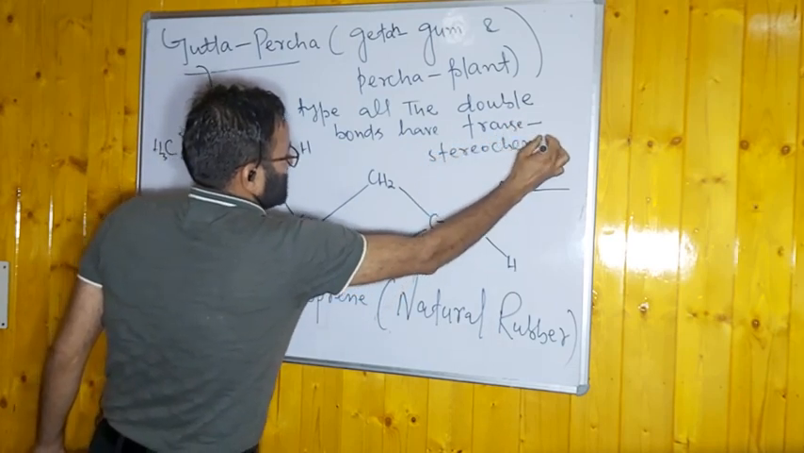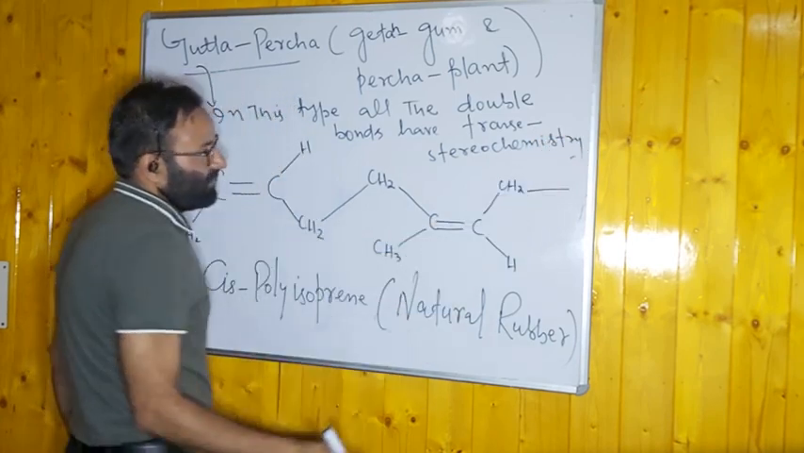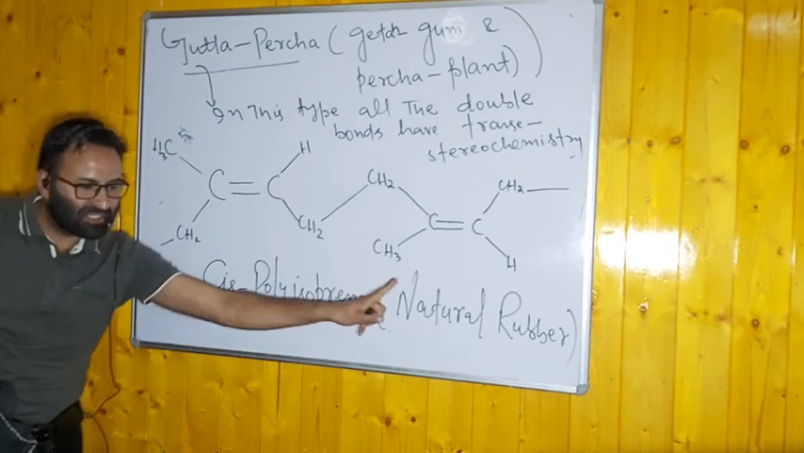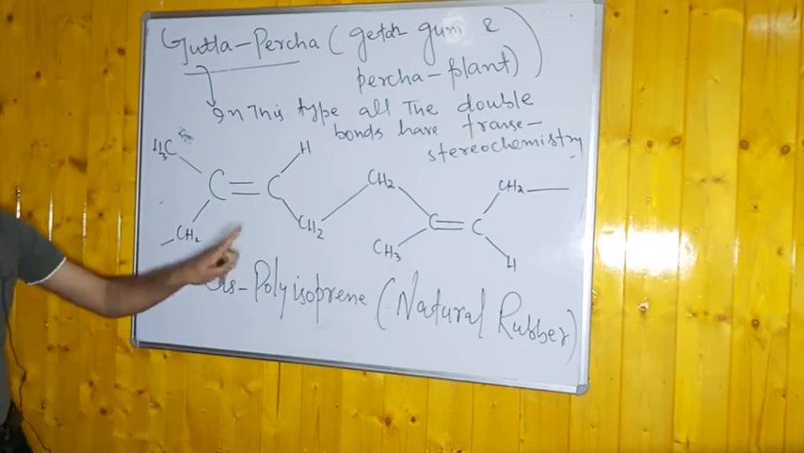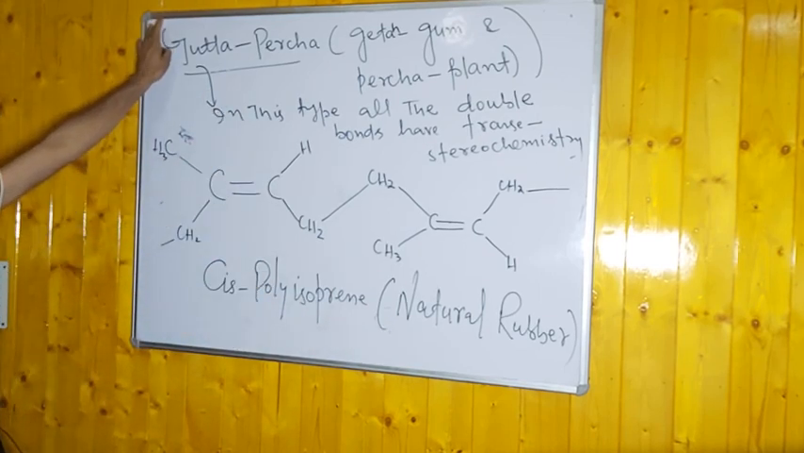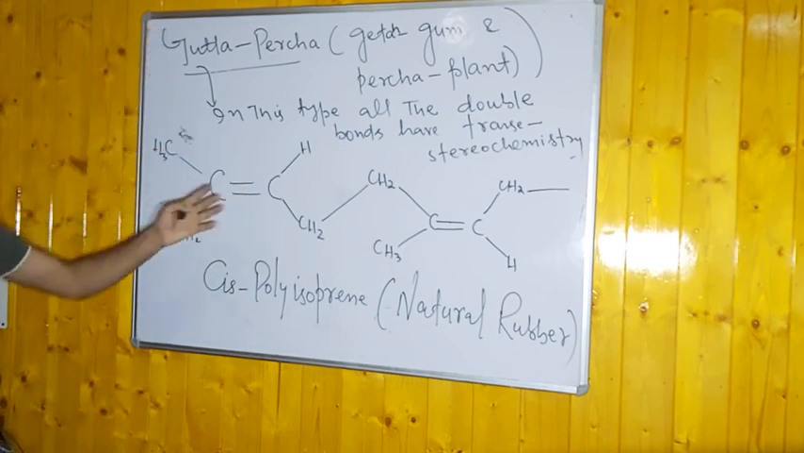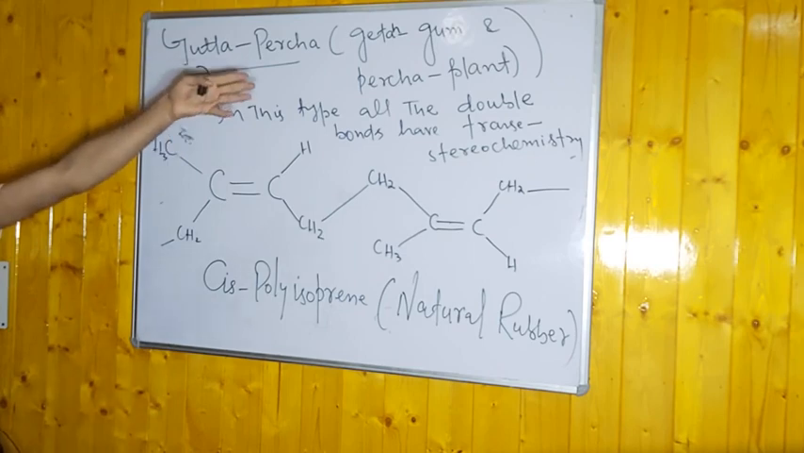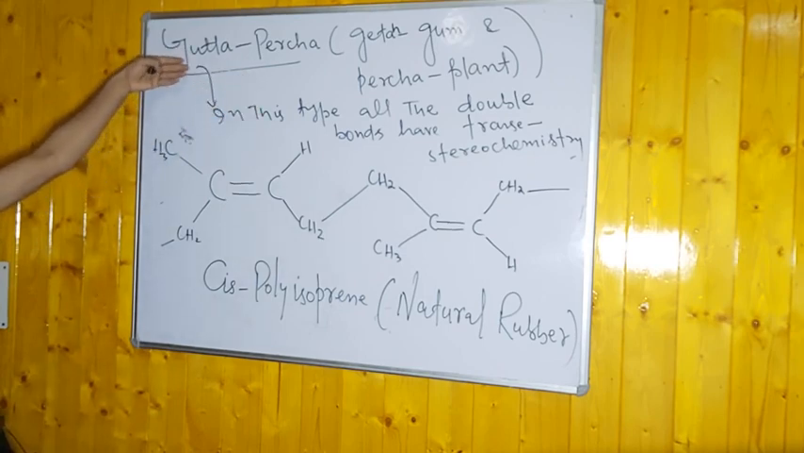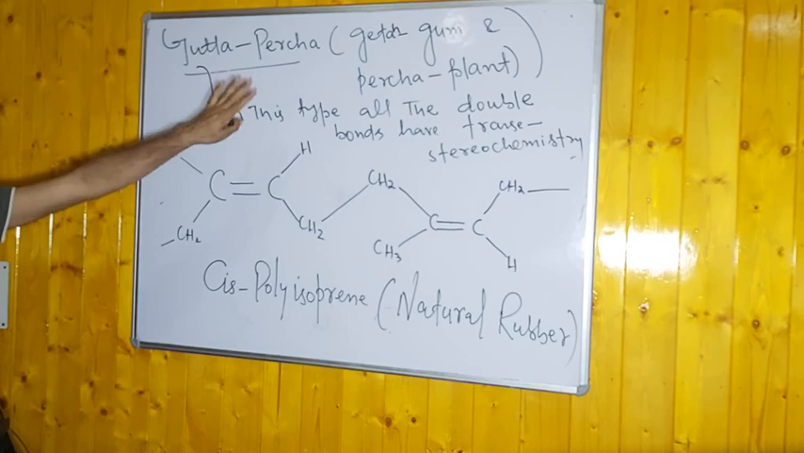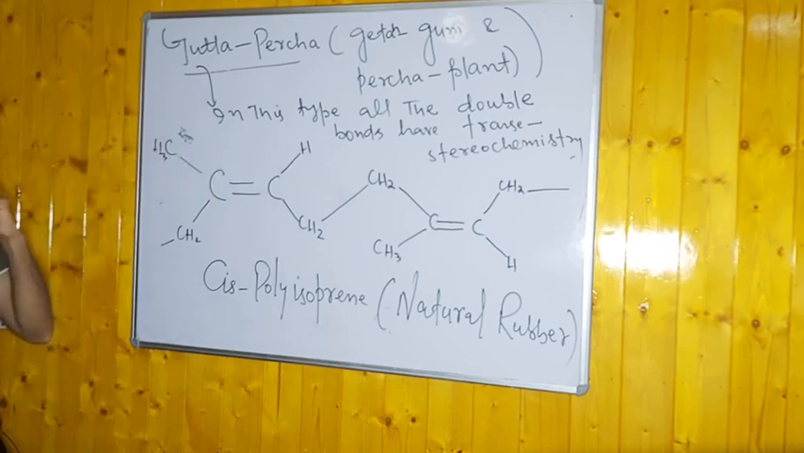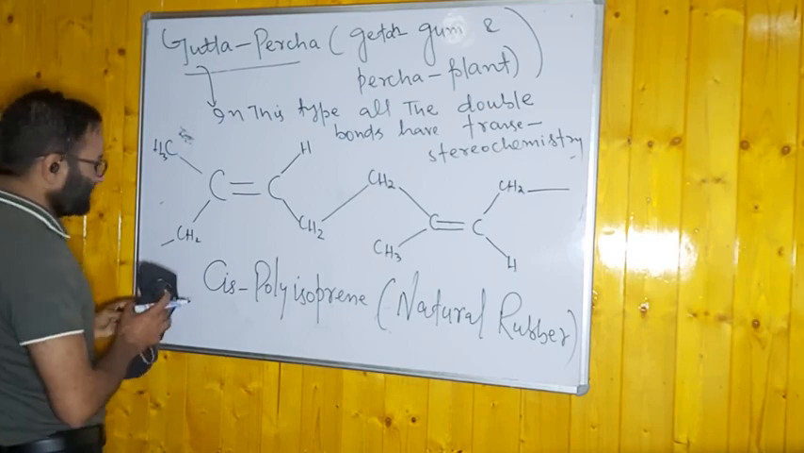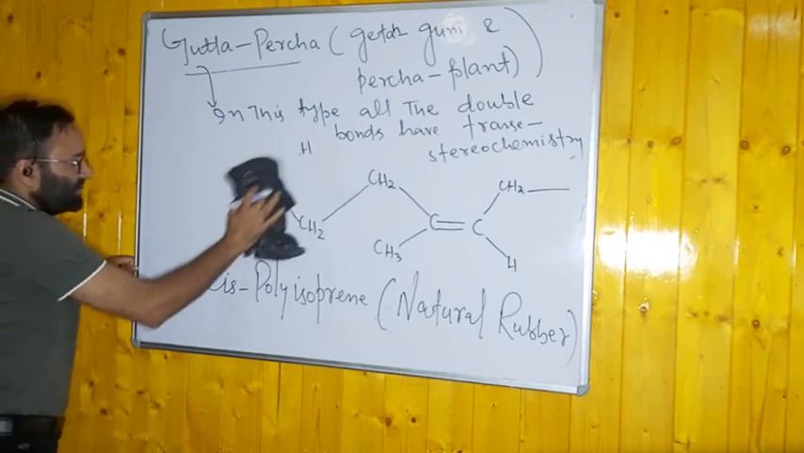Now you have to simply remember, cis polyisoprene, that is natural rubber. Trans polyisoprene, that is gutta-percha. Remember this point. In natural rubber, orientation is cis. In gutta-percha, another common isomer of natural rubber, the double bonds have the trans orientation. Now we'll discuss the trans orientation in gutta-percha.